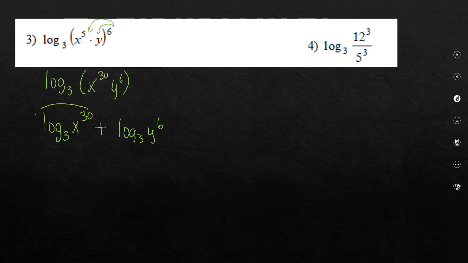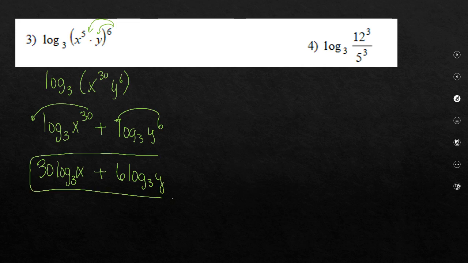And now we're going to use the power property of logs and take those exponents and make them coefficients. So 30 multiplied by log base 3 of x plus 6 multiplied by log base 3 of y. All done.